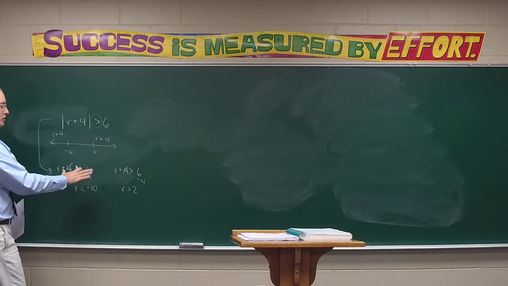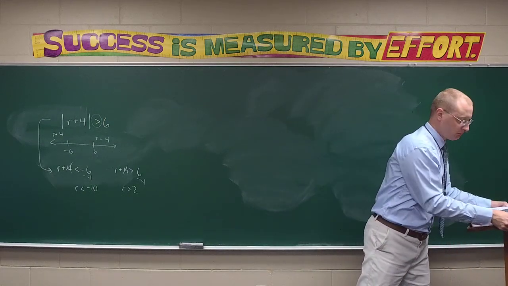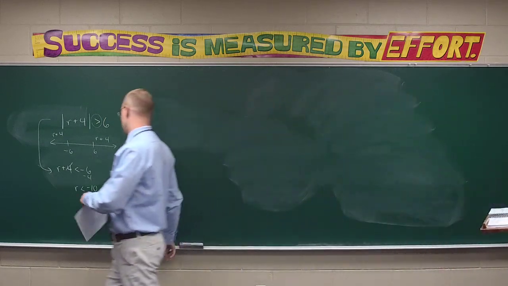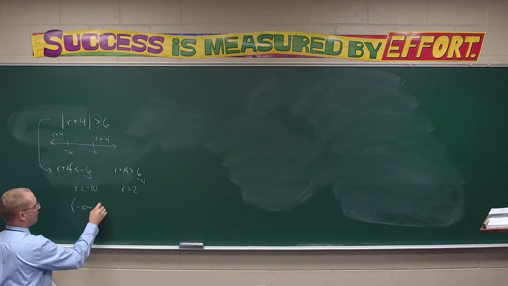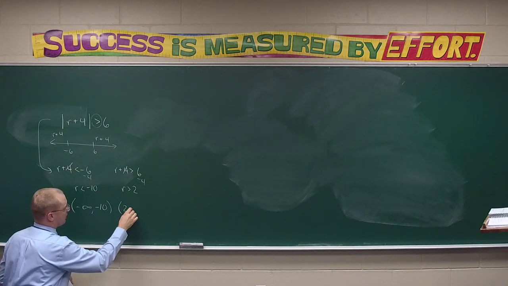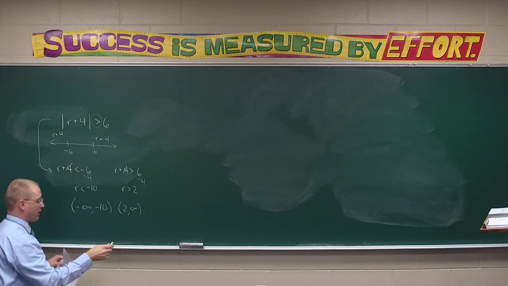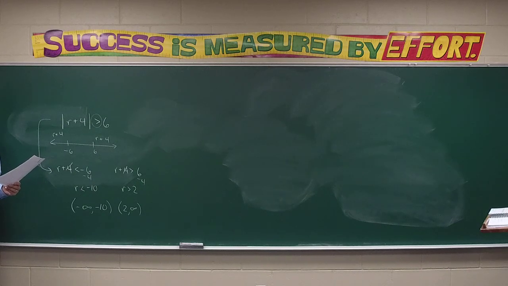How would I express those in interval notation? Kendall? You have parentheses, -infinity, -10, parentheses, and then you have 2, and then infinity, and parentheses. And there we go. How many have that answer for number 5? All right, questions on 5? Questions on 5? Is that a question? You got it, or a hand question? Okay, late hand, we got it. All right.